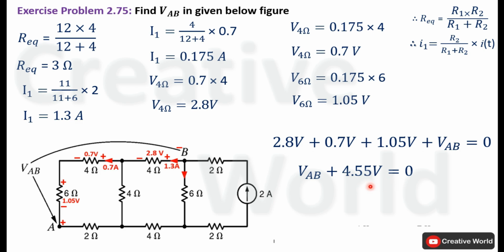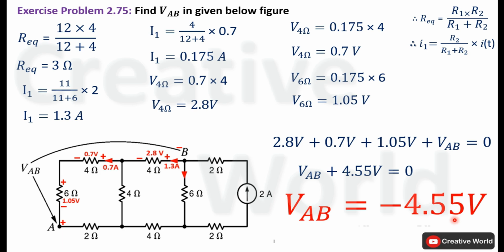Place 4.55 volt on the other hand side of equal to calculate the value of VAB. That will become minus 4.55 volt. So voltage across these 2 points inside this network is minus 4.55 volt.